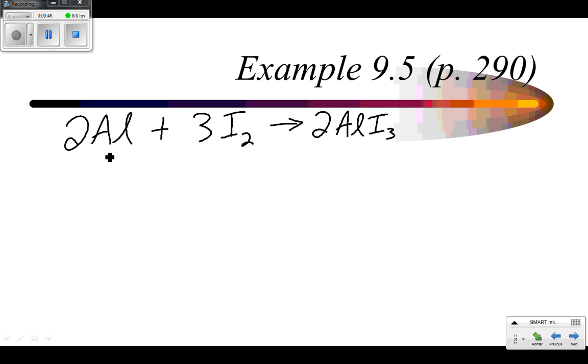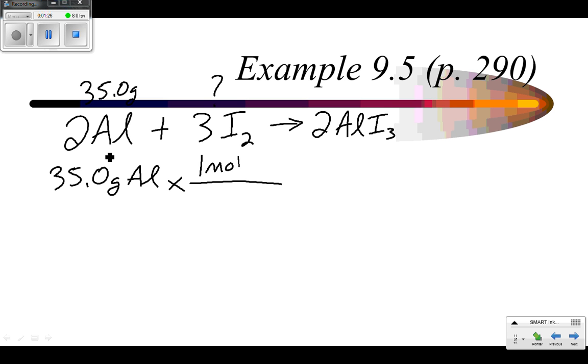All right, so I'm going to write down that I've got 35 grams of aluminum, and I need to find out how much iodine I'm going to need to react with that. So, in our steps, we have a balanced equation first, and that's already done. Then the next thing we need to do is take the given amount, which is 35 grams of aluminum, and change that into moles. So we're going to go to the periodic table or to John, and find the atomic mass of aluminum, and change that to moles.